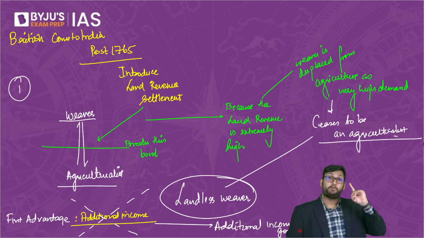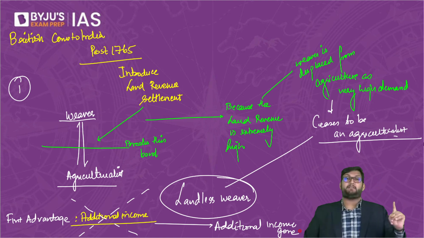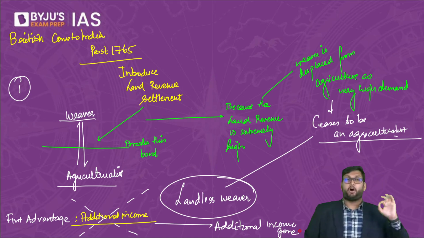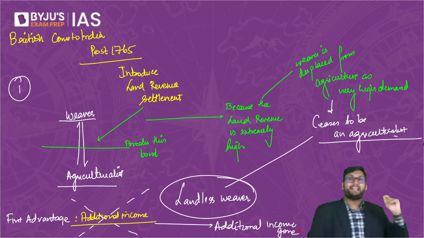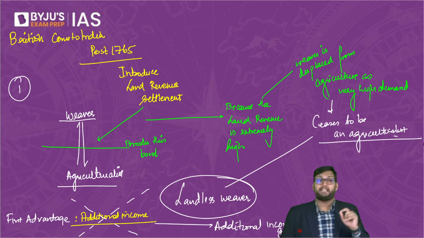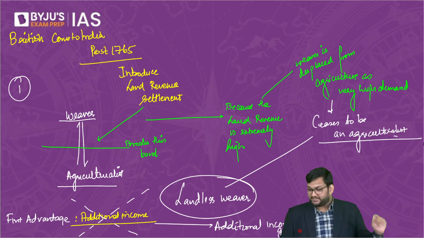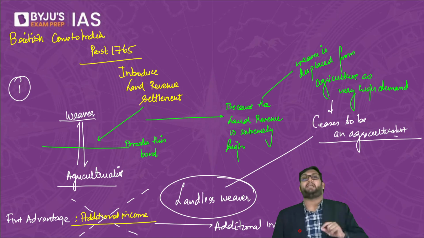So the first advantage, now you see how all of these are connected to each other. Please understand the beauty of this argument. The fact is that the weaver was an agriculturalist. He could be seasonally in weaving and seasonally in agriculture. But because you introduce land revenue settlement into India, you technically destroy agriculture, and the basic impact of land revenue settlement is landlessness. So therefore, the additional income of the weaver is gone because he cannot now rely on agriculture.